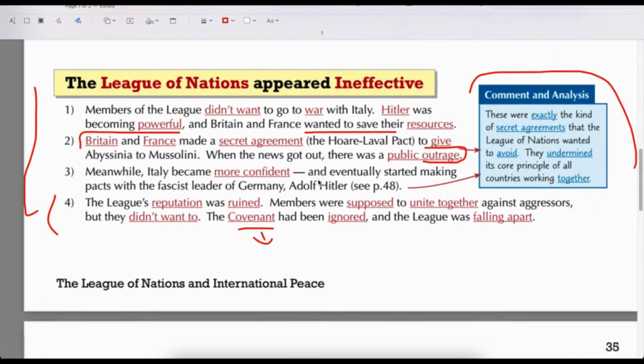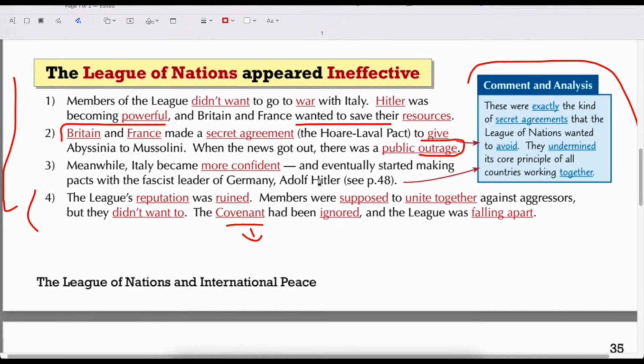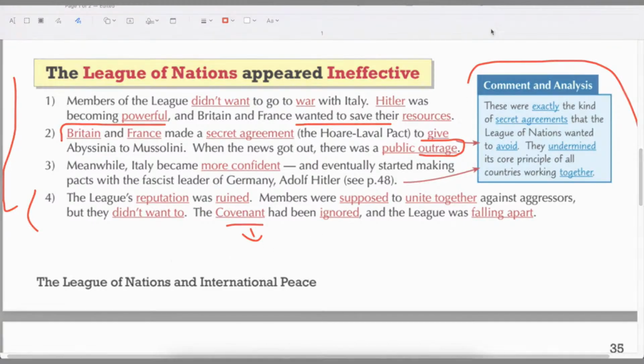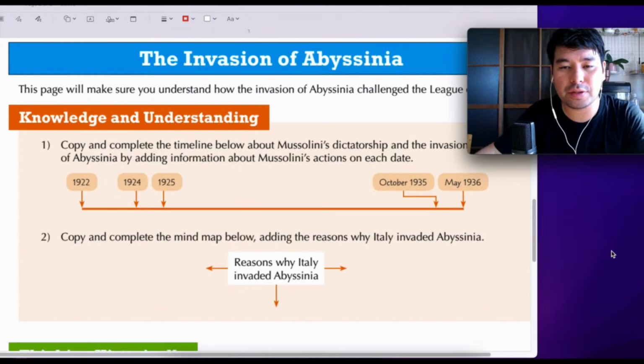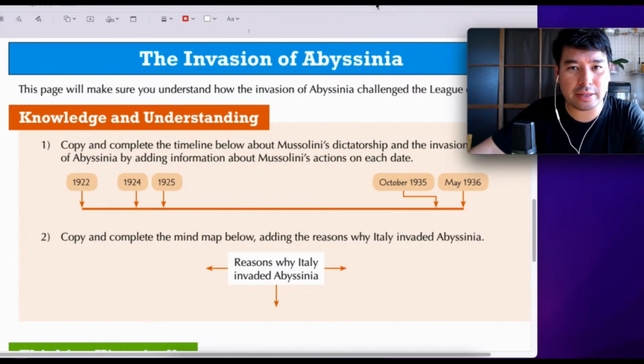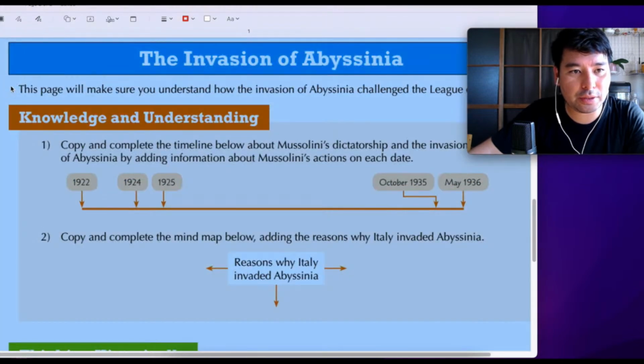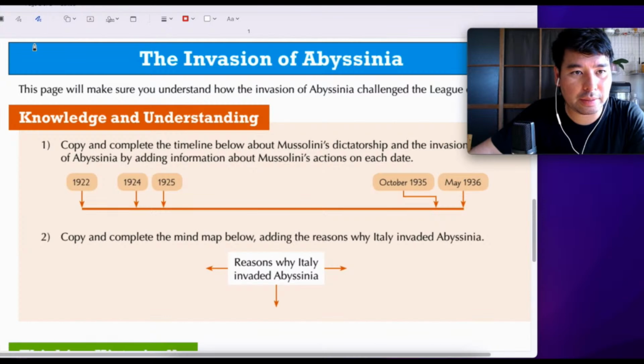Now we're going to go to the second one, which is the homework part. Just follow me to this next part, which is the invasion of Abyssinia, the homework part. Let's see what we have to do here. We begin with this first part. Let me underline that for you. This page will make sure you understand how the invasion of Abyssinia challenged the League.